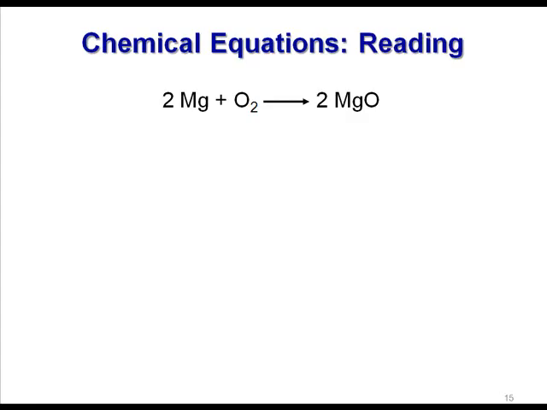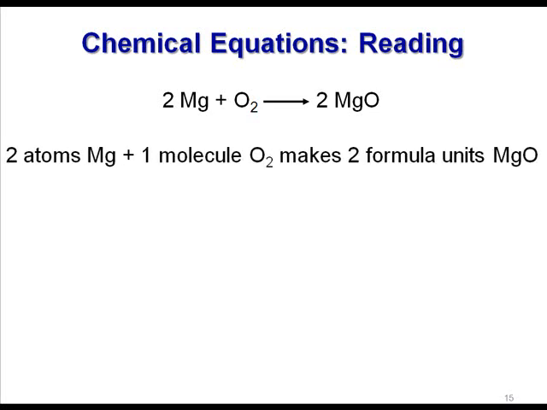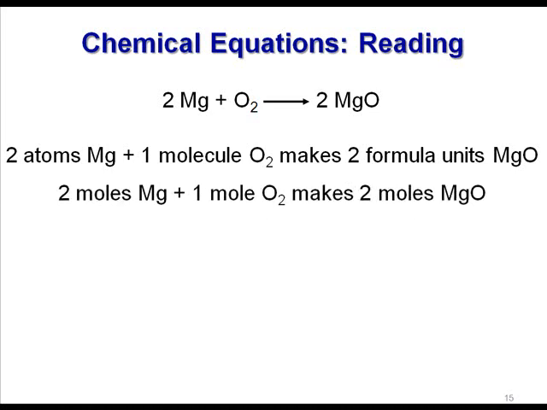So how do I actually read a chemical reaction or a chemical equation? How do I verbally state it? We'll take this one here, and the answer is you would state 2 atoms of magnesium and 1 molecule of O2 makes 2 formula units of magnesium oxide. And you use formula units because MgO is a type of salt. You can also say 2 moles of Mg, 1 mole of O2 makes 2 moles of MgO.